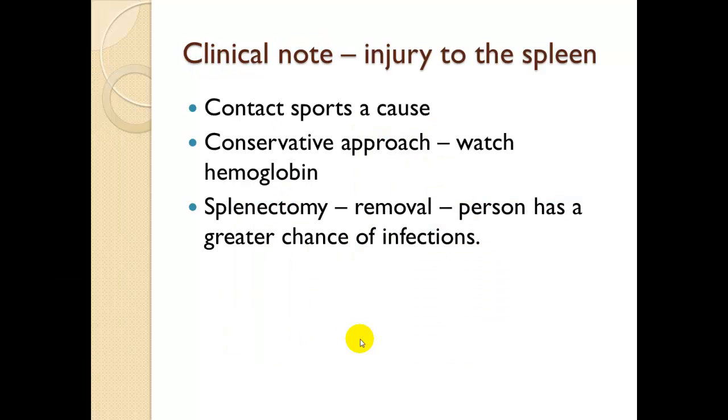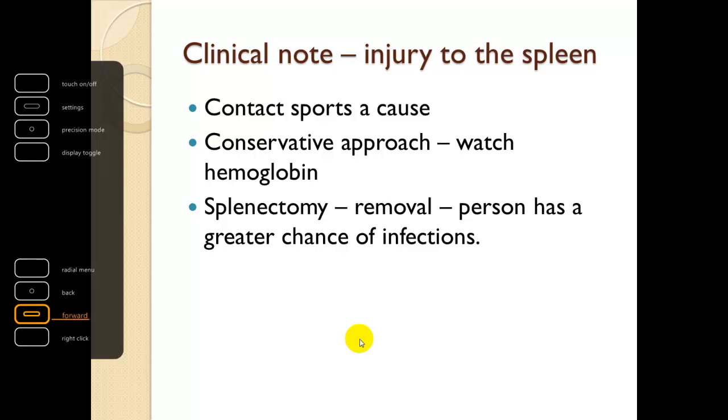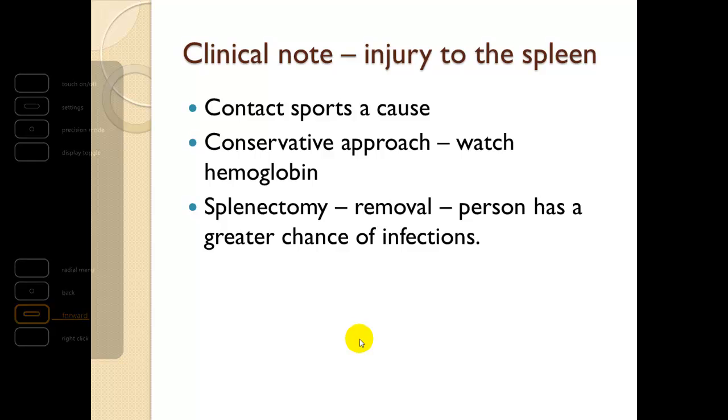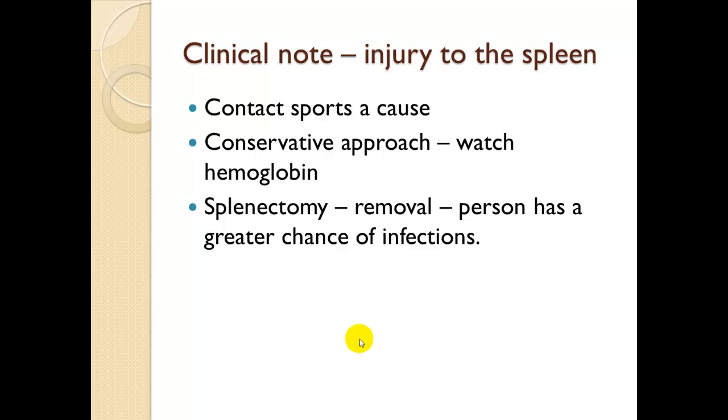Clinical note here: injuries to the spleen, and it's very simple how they treat it. Pretty much contact sports is what causes this. Examples are football, hockey, and so on. The approach is conservative, and they pretty much watch their hemoglobin level. Hemoglobin level is the oxygen carrying capacity, so at the point that they continue to bleed and their hemoglobin level is decreasing, they may elect to go in and surgically remove the spleen, or perform a splenectomy. This is problematic for the person because it gives them a greater chance of infection.